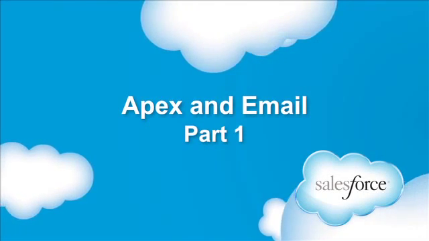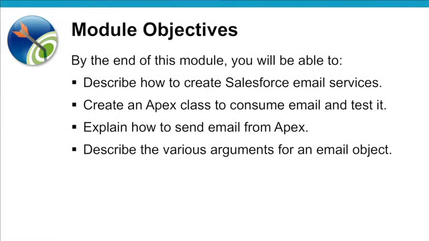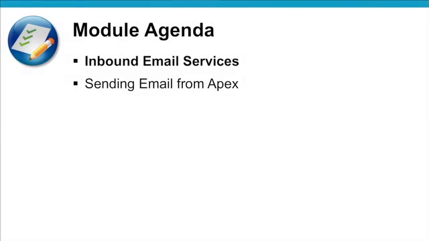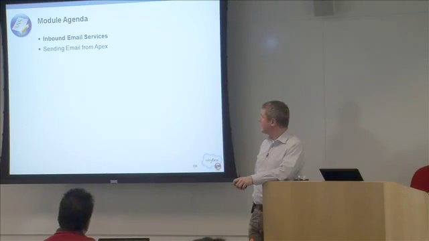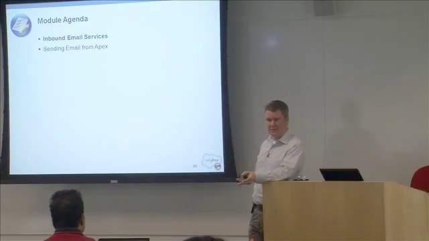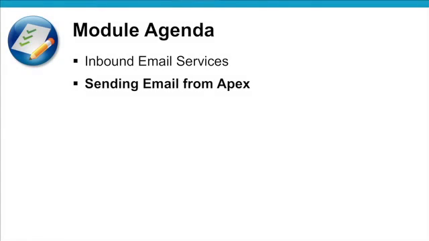So let's talk about Apex and email. We're going to talk about email from two different perspectives. One is writing code to receive email and then executing some logic. So think of what we might be doing with an email to case type of situation or email to lead. The other thing would be sending outbound email. So from Apex, we could send email to other folks.